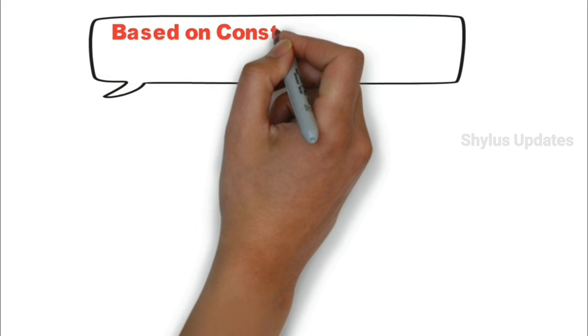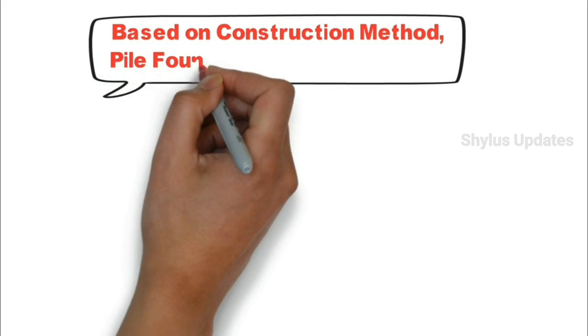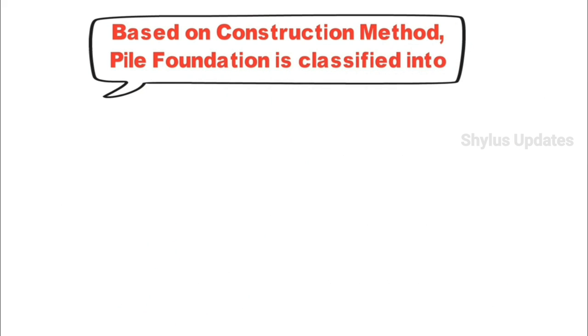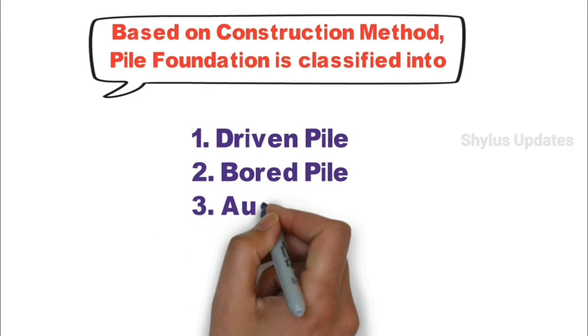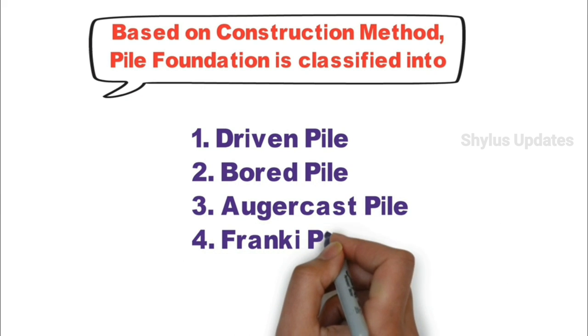Based on construction method, pile foundation is classified into driven pile, bored pile, auger cast pile, Franki pile, and sheet pile.